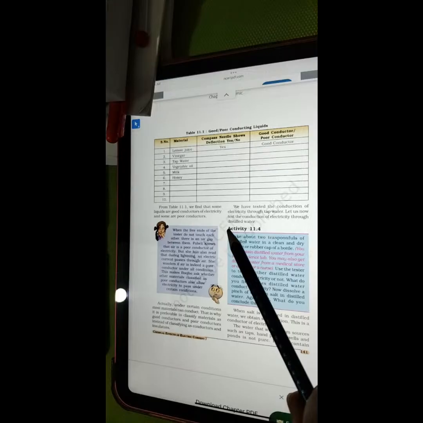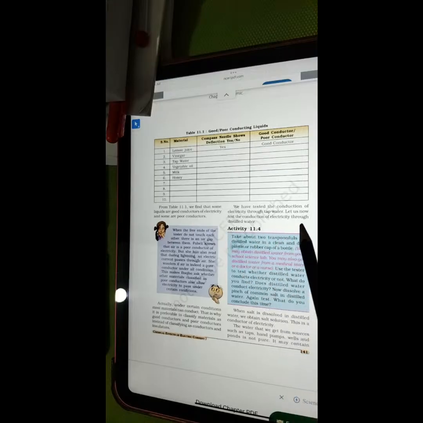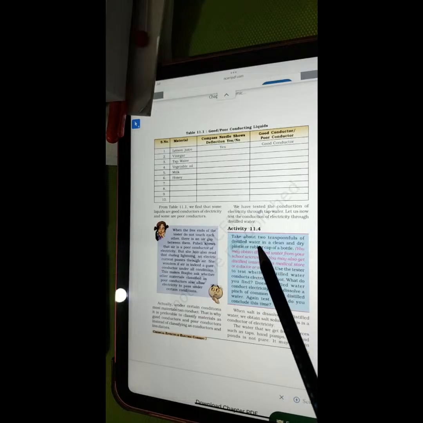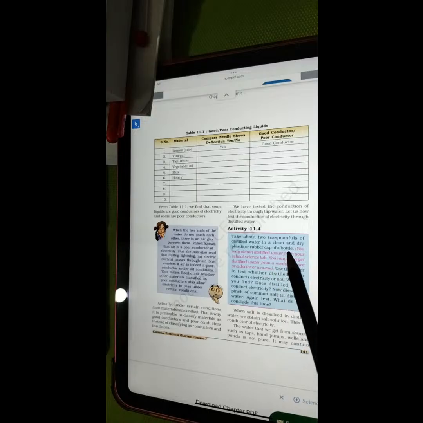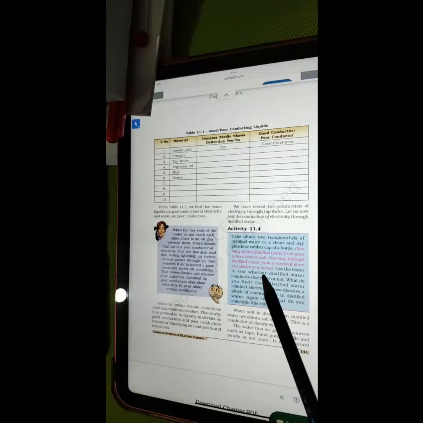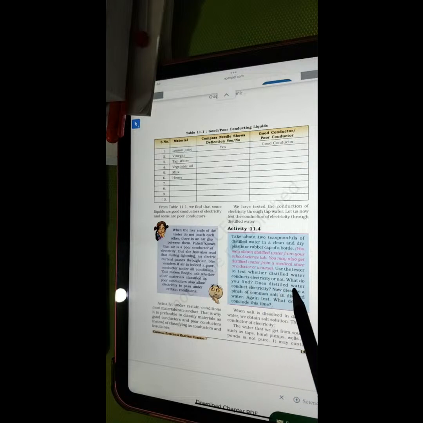Let us now test the conduction of electricity through distilled water. Activity 11.4. Take about 2 teaspoons of distilled water in a clean and dry plastic or rubber cap of a bottle. You may obtain distilled water from your school science lab. You may also get distilled water from a medical store or a doctor or a nurse. Use the tester to test whether distilled water conducts electricity or not. What do you find? Does distilled water conduct electricity? Now dissolve a pinch of common salt in distilled water. Again, test. What do you conclude this time?